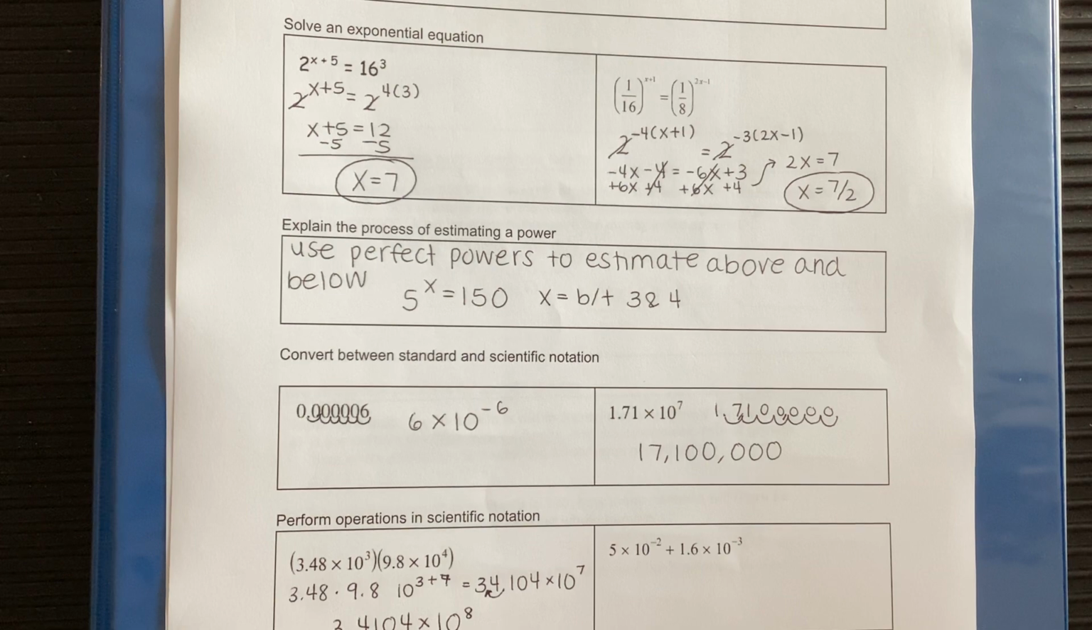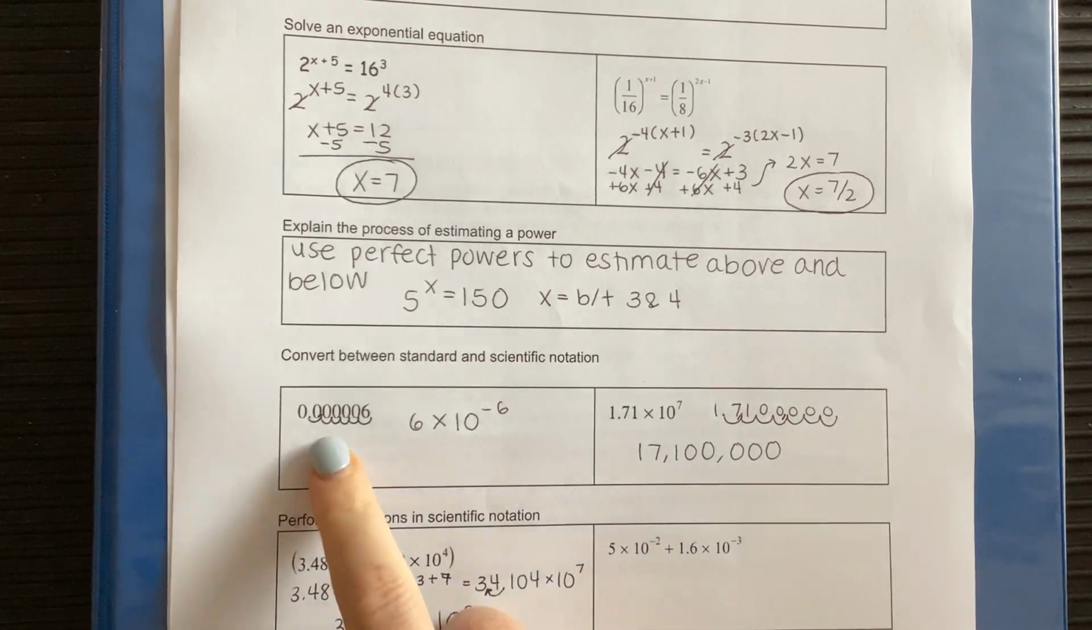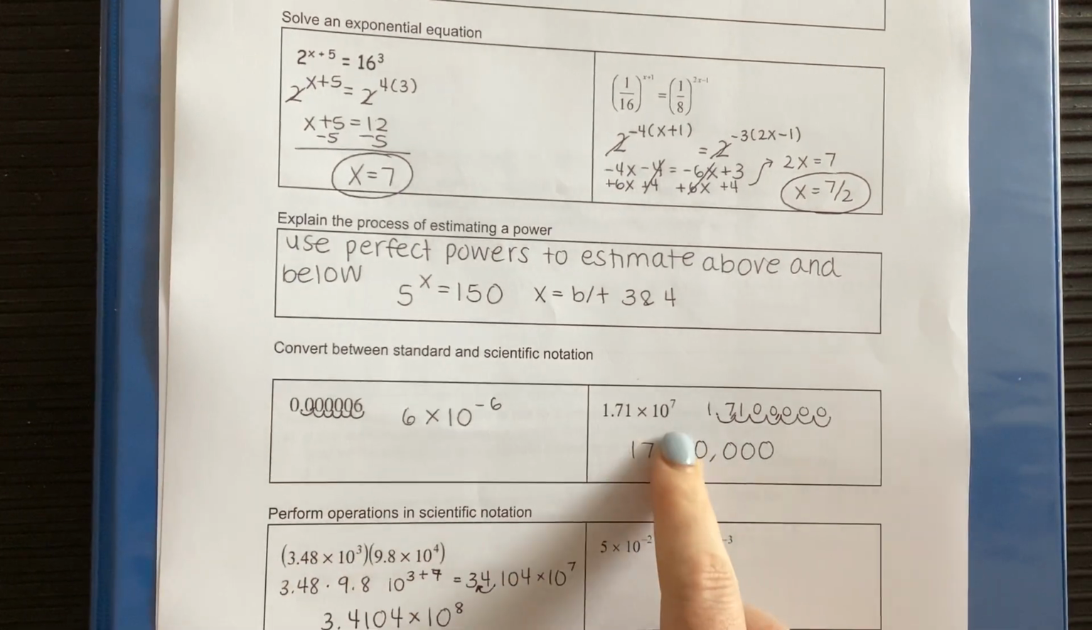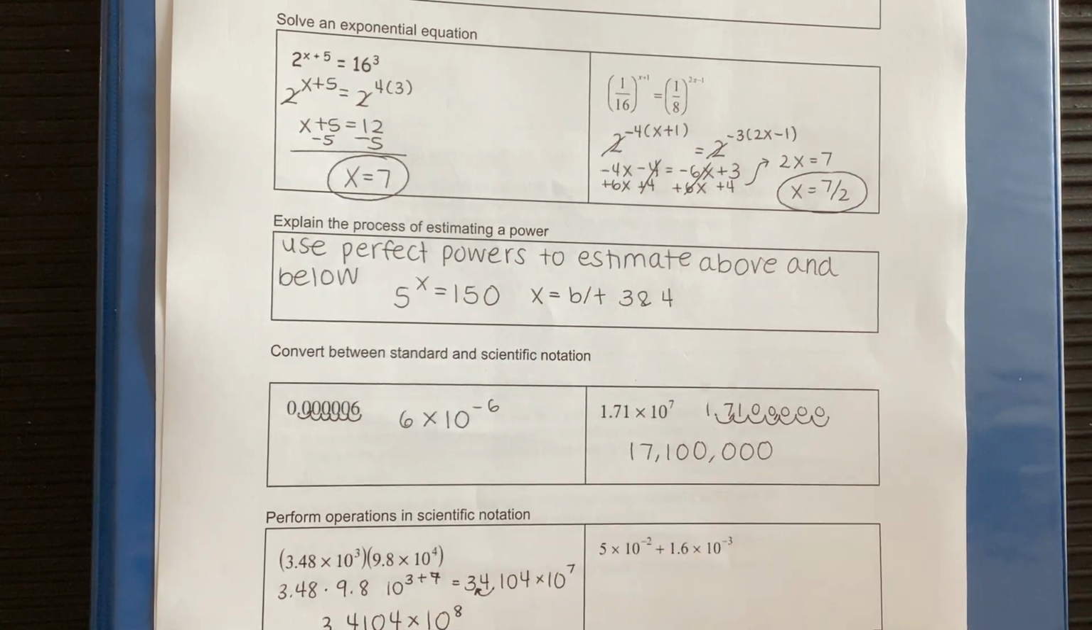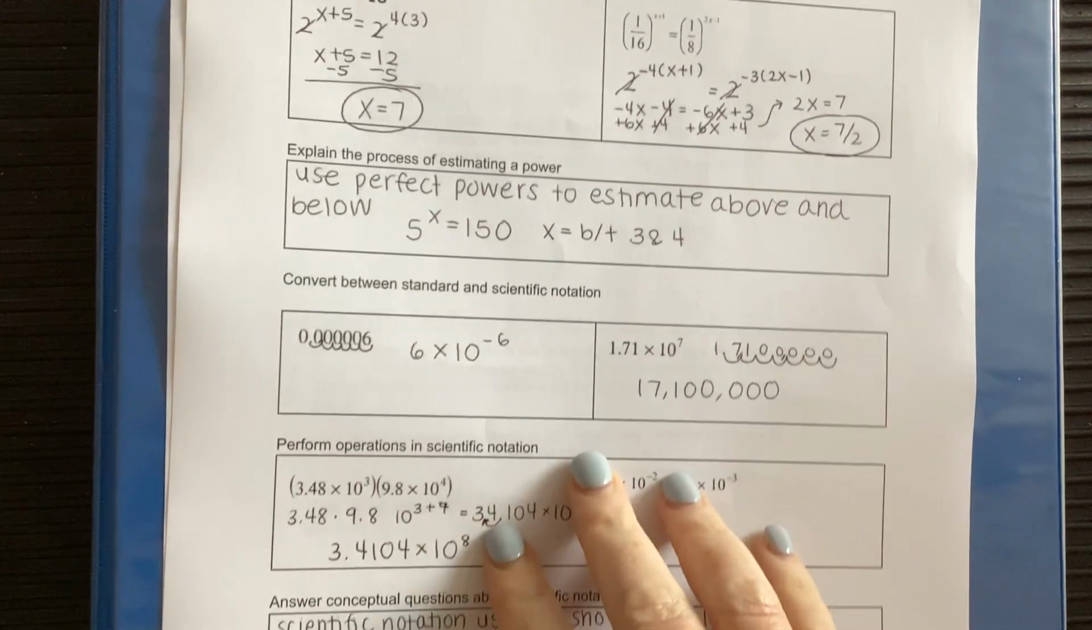Converting between standard and scientific notation. If you have a small number, you always get a negative exponent. If you have a big number, or if you have a positive number, you get a big number. All right, so that's just moving your decimal place around.